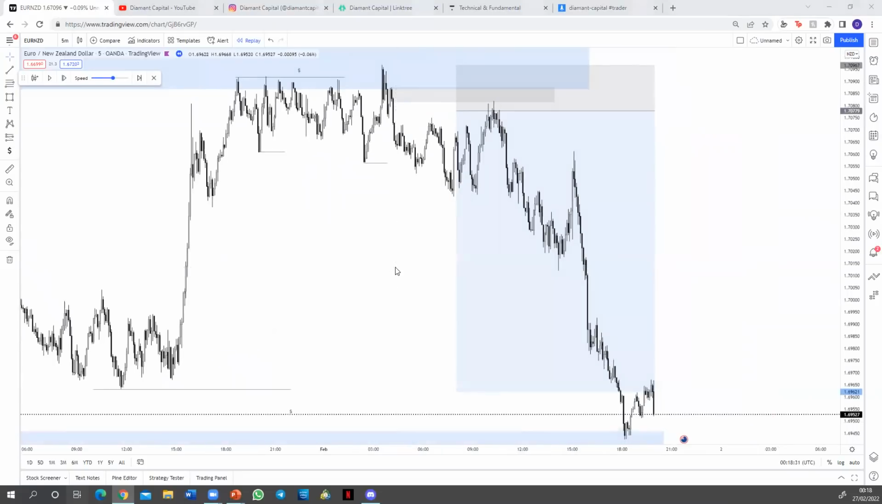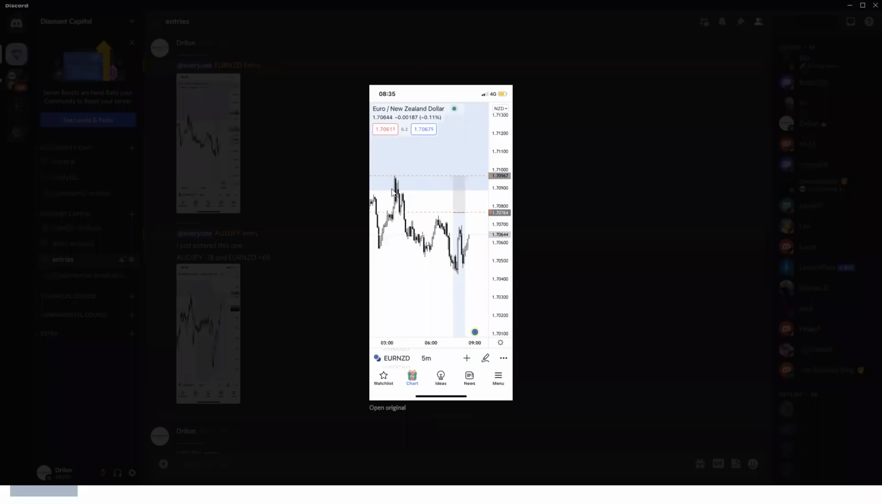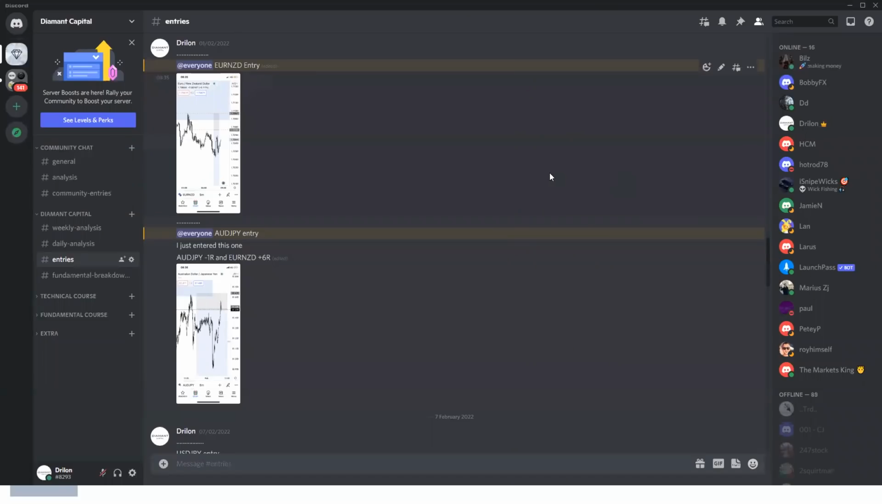Of course, if you're asking, has this been sent in? Yes. Before we even hit, as you can see, this point of interest was right here, and that's exactly what we entered off.